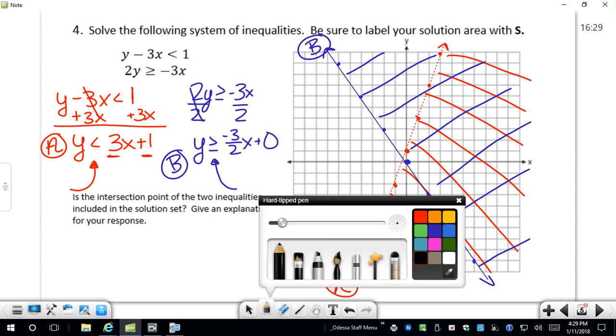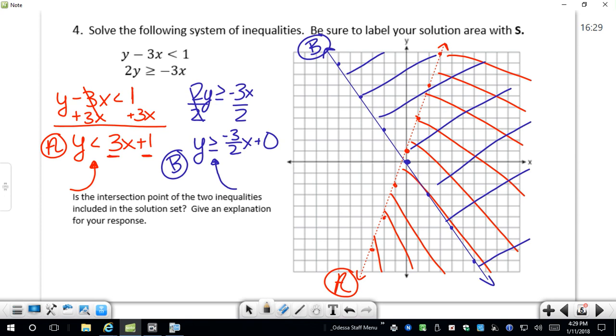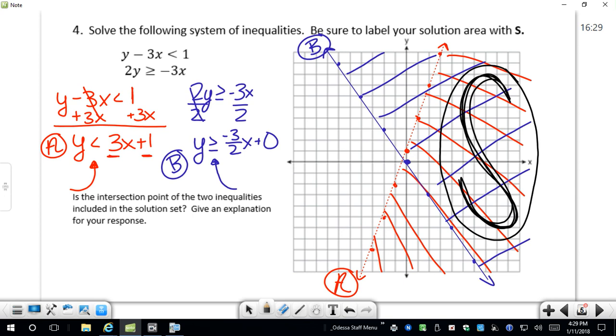Now, our last step here, guys, remember, we're looking for the double shaded region, which we can clearly see is on the right portion of this graph. And we're going to throw a capital S over there, S for solution set. And you can circle that if you want to. That's letting the reader know that you understand that the solutions to the system of inequalities are found in that region.